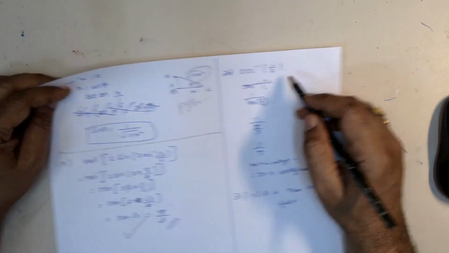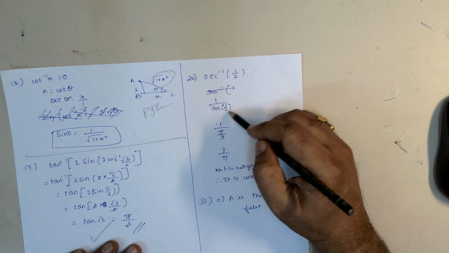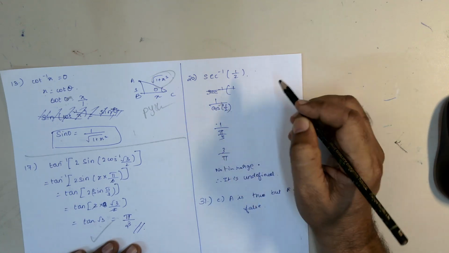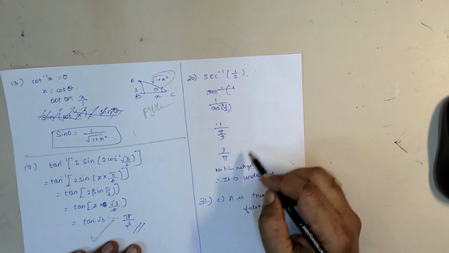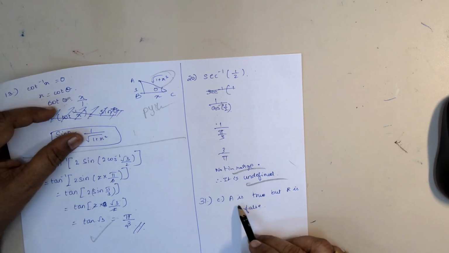That's good. Next: secant inverse of 1 by 2. Actually it is 1 by cos inverse of 1 by 2, that is 1 by 3. So that is not in the range.